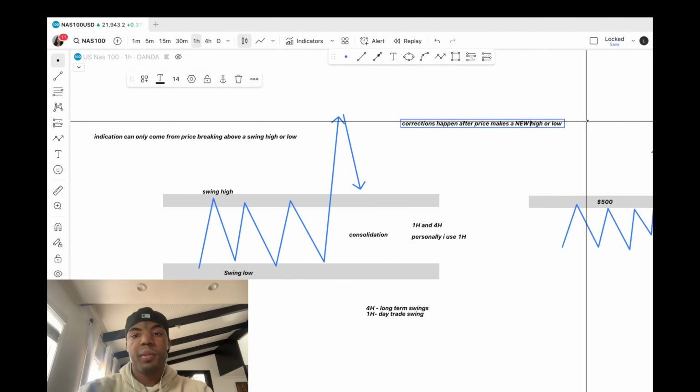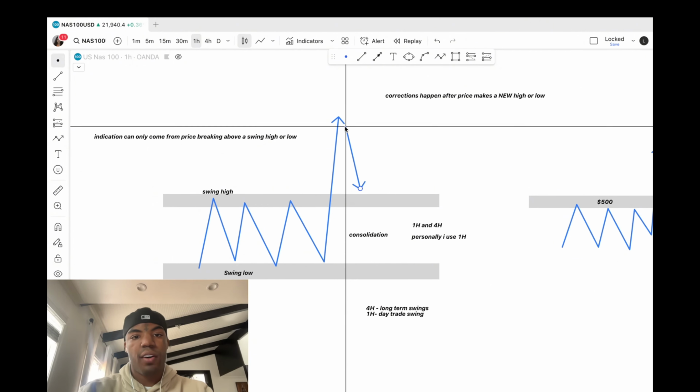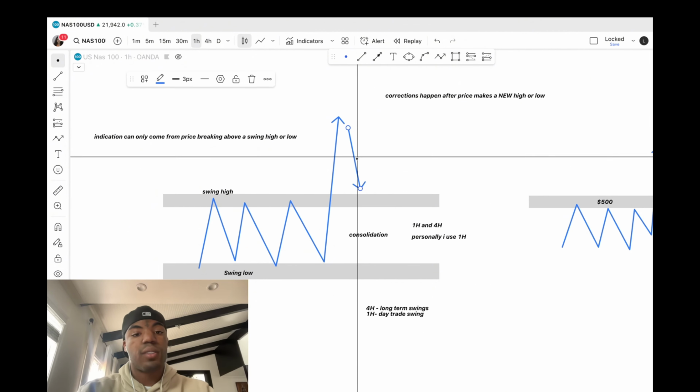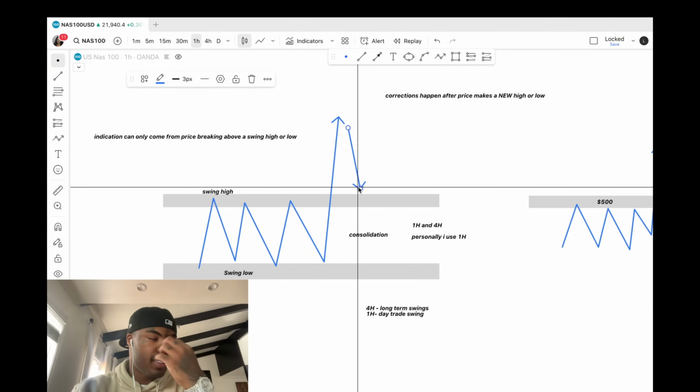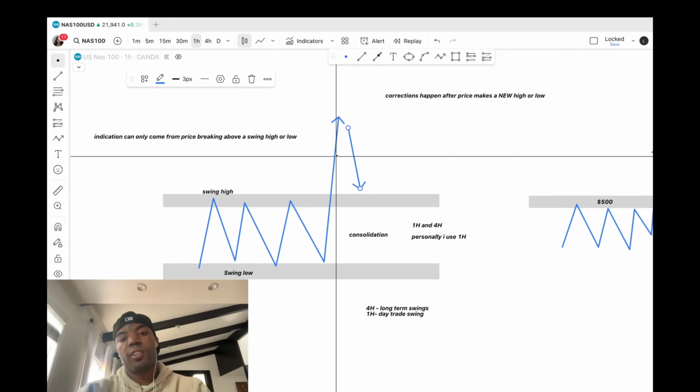And why does this happen? Because the market is taking in all the FOMO traders, the greedy traders, and what it is then going to do is realize there's so much money on the line because there are so many people buying or selling this breakout.